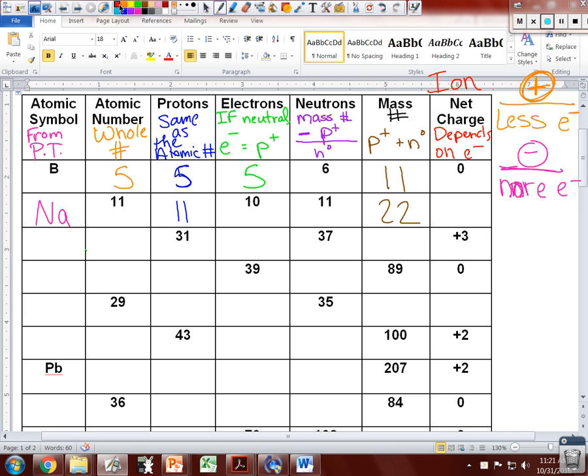What 2 things do you look at to determine charge? All right. Are they the same? So that means it's not what? It's not neutral. Okay. So what do you have more of? Protons. So is that a positive charge or a negative charge? It's a positive because you have more protons. How many more protons do you have? 1. So your charge is 1 plus. Any questions?